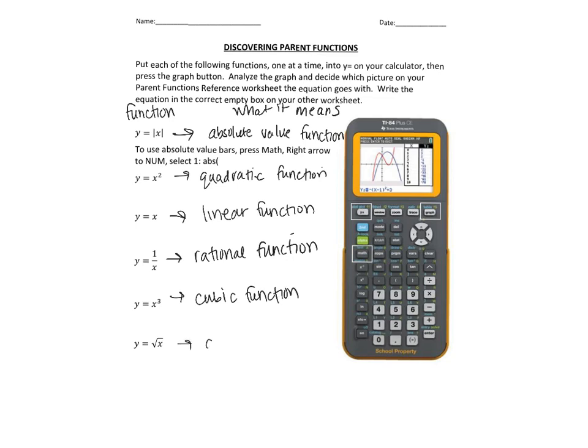And last one, this is a square root function. So on, this is all I wanted you to know. These are notes for you to keep. So I just wanted you to know exactly which of each of these functions mean.